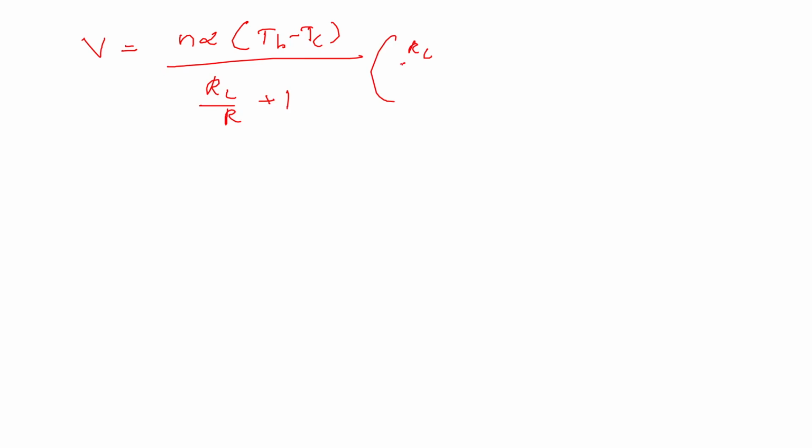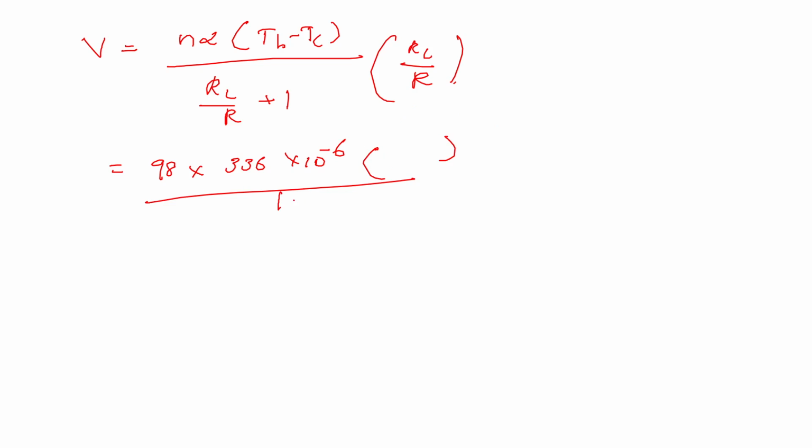Now you have to calculate the total voltage. It will be N alpha times (TH minus TC) divided by (RL divided by R plus 1) times RL divided by R. So substitute these values, you will get 98 times the alpha value we already found, that is 336 times 10 to the power minus 6. Then again you have to calculate the temperatures, Th minus Tc divided by 1 plus 1, it will be 292.964 watt.